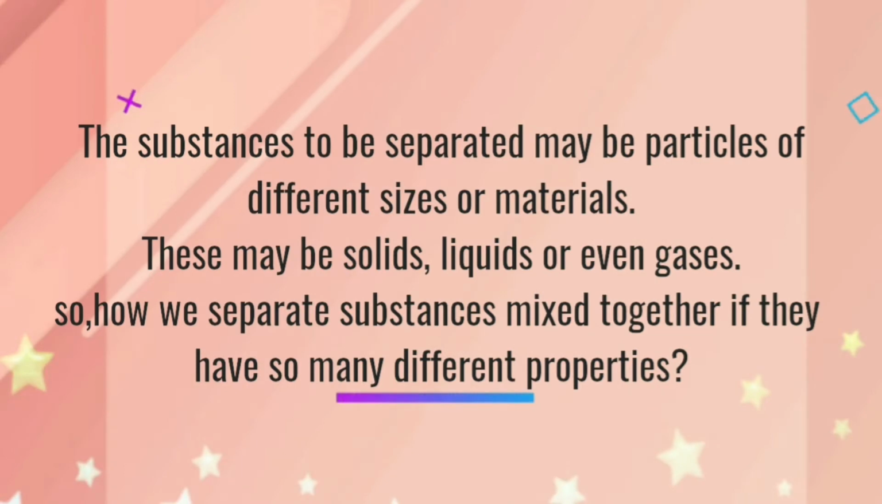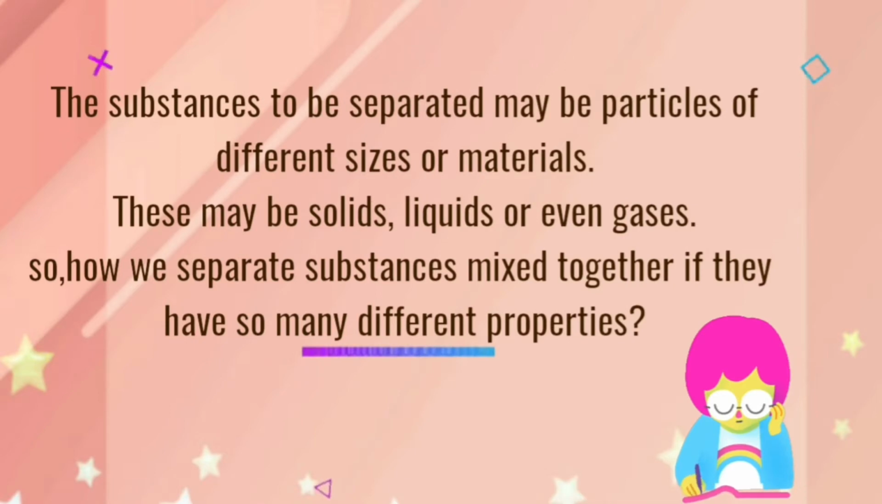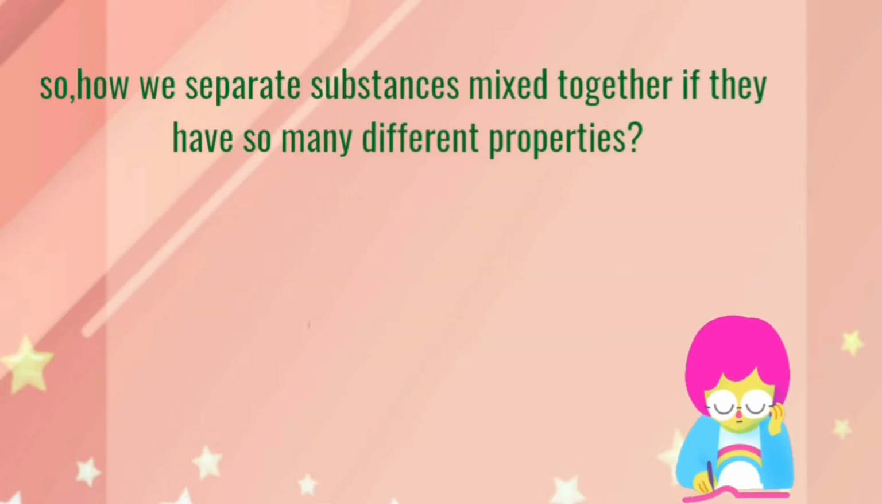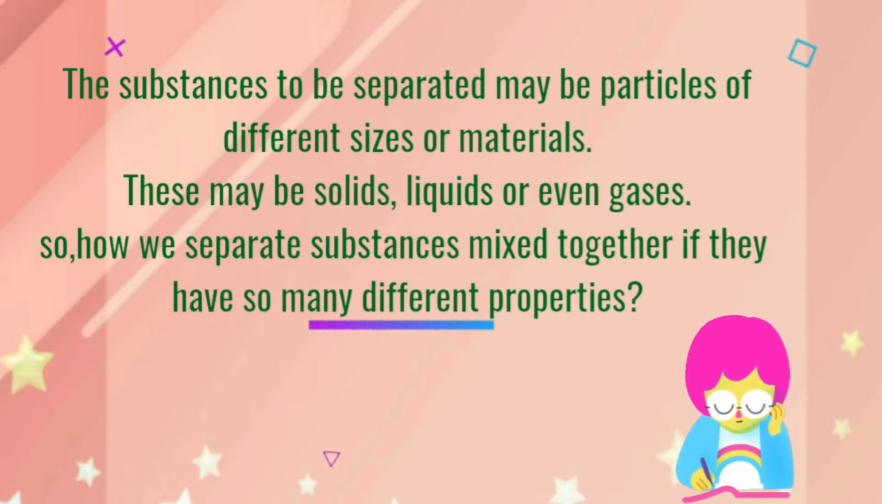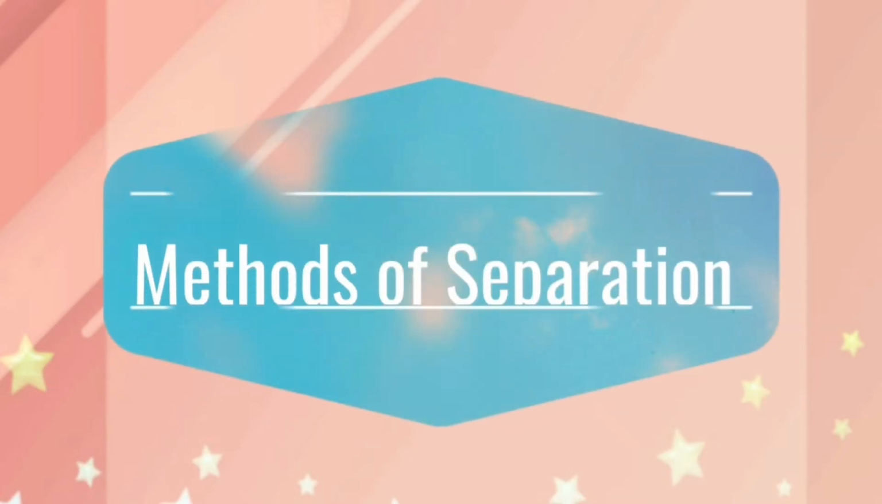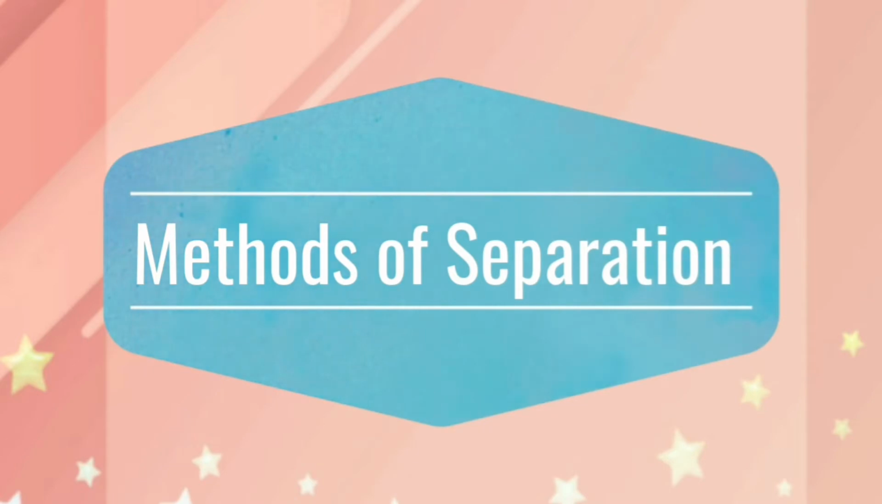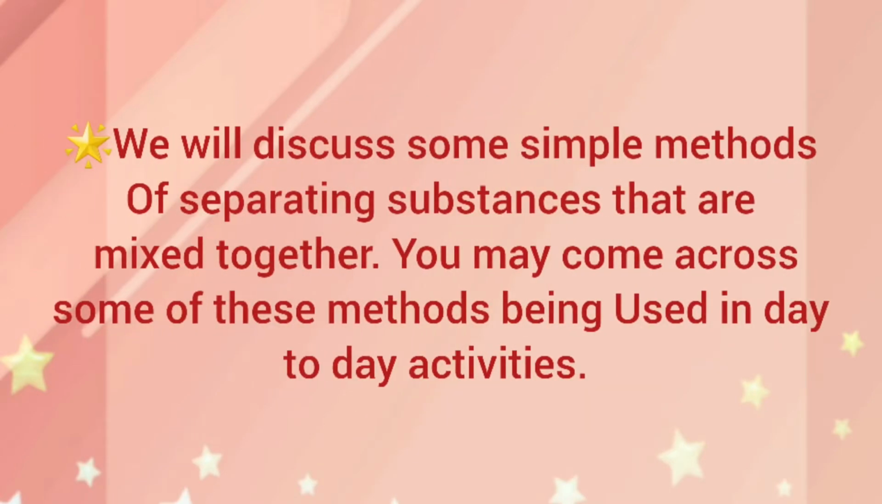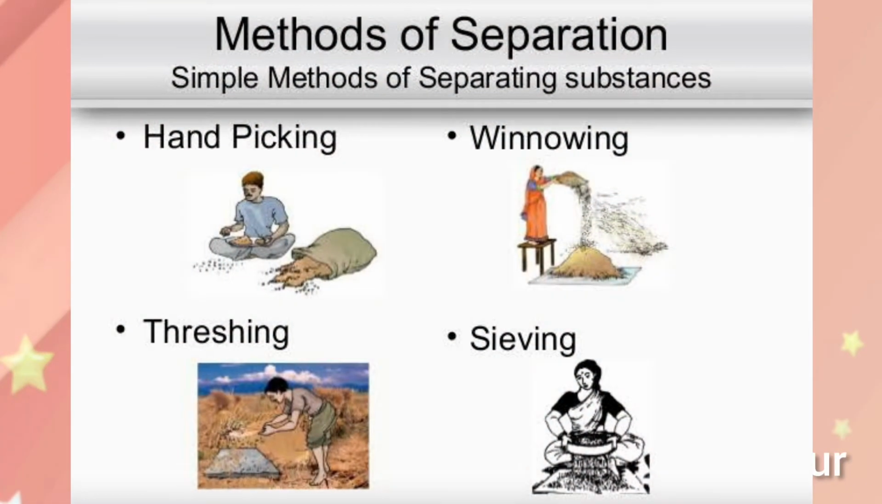The substances to be separated may be particles of different sizes or materials. These may be solids, liquids, or even gases. So, how do we separate substances mixed together if they have so many different properties? We will discuss some simple methods of separating substances that are mixed together. You may come across some of these methods being used in day-to-day activities.